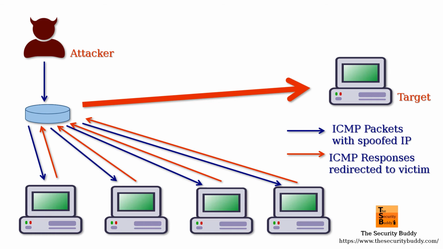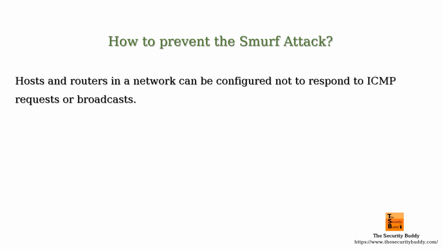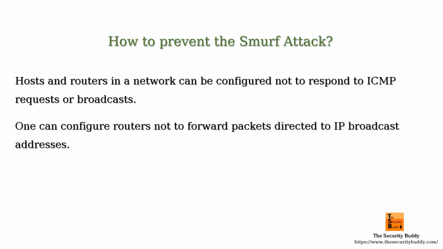How to prevent SMURF attack? The SMURF attack can be prevented in the following three ways. Hosts and routers in a network can be configured not to respond to ICMP requests or broadcasts. One can configure routers not to forward packets directed to IP broadcast addresses.